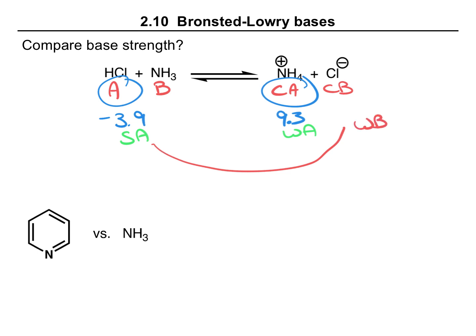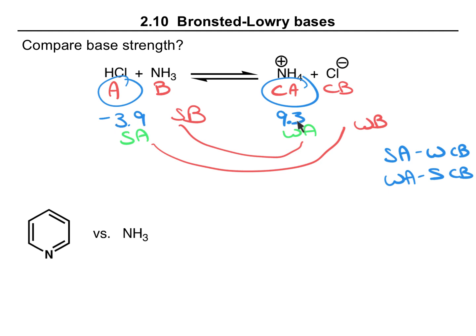And whenever we have a weak acid, its conjugate base is going to be a strong base. A strong acid has a weak conjugate base. A weak acid has a strong conjugate base. So by using the pKa values and then identifying our stronger acid and our weaker acid, we could then determine our weaker base and our stronger base. So we know that ammonia is a stronger base than chloride.